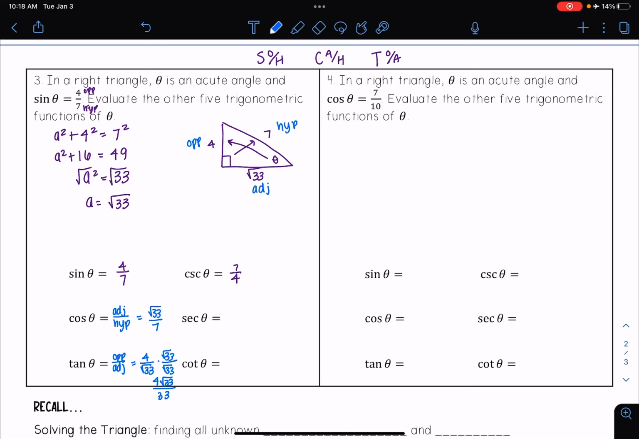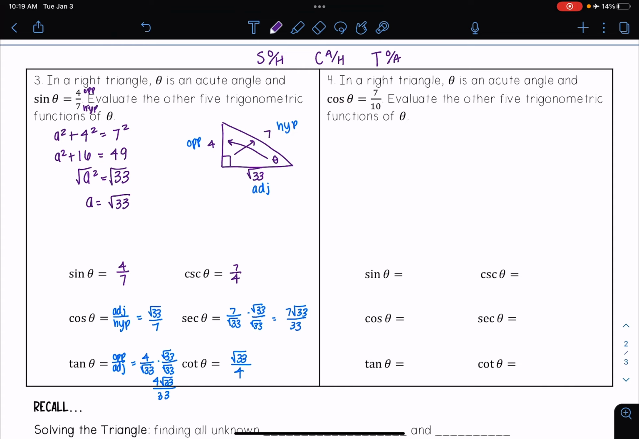Then secant and cotangent are just going to be the reciprocals of cosine and tangent. Cosine of theta is square root of 33 over 7, so secant is going to be 7 over the square root of 33. Again, to rationalize that denominator, I'd multiply top and bottom by square root of 33. So I get 7 square root of 33 over 33. And then cotangent is just the reciprocal, so that's going to be square root of 33 over 4.